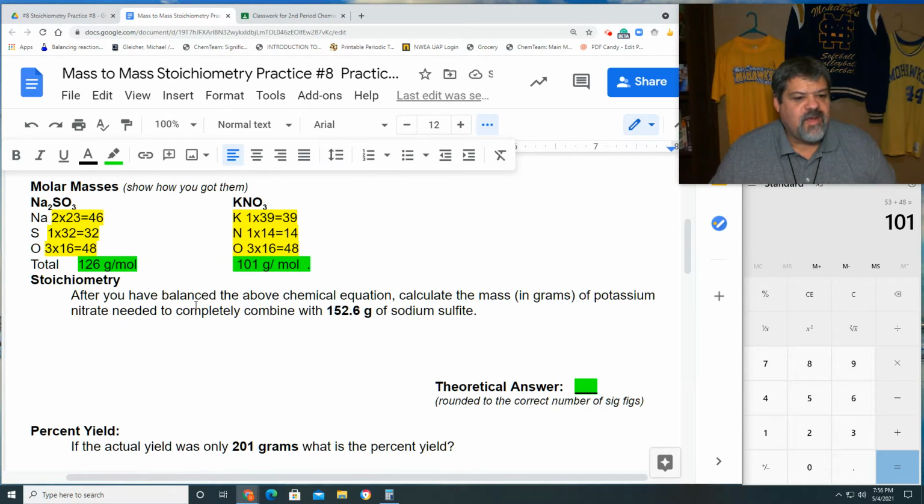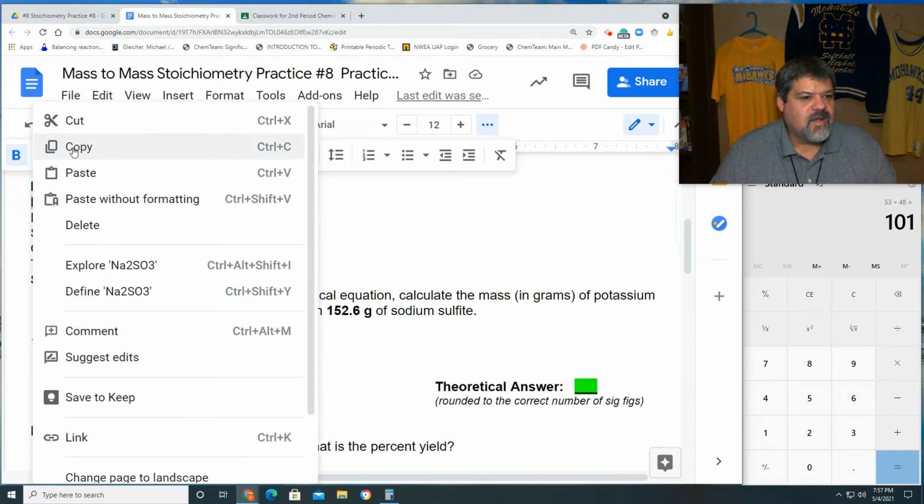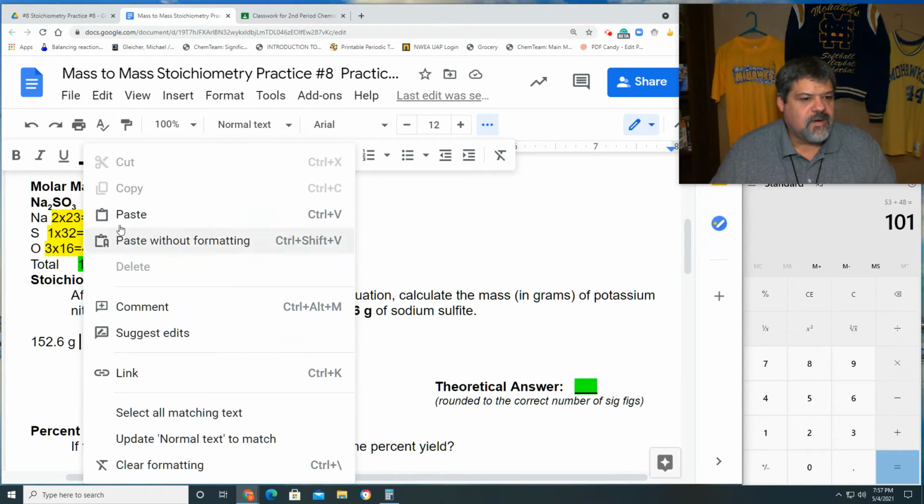And it says, after you have balanced the above chemical equation, calculate the mass in grams of potassium nitrate needed to completely combine with 152 grams of sodium sulfite. So we have to start with our number that we have at the beginning. So we're going to start with 152.6 grams of sodium sulfite. That's this one right here. So I'm going to take this one right here. We're going to copy it, and we're just going to paste it right here.